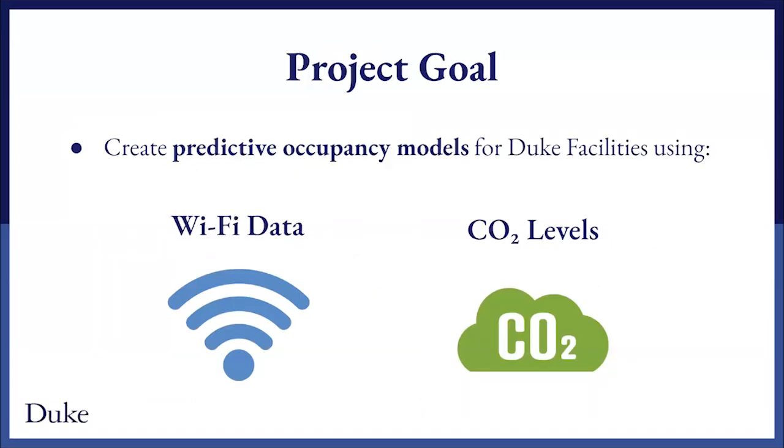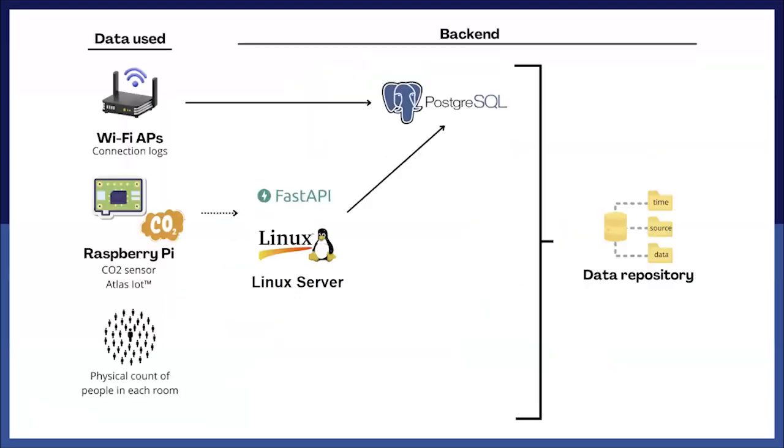Now, a bit about the project goal. As I mentioned earlier, it is to create predictive occupancy models. The way we're doing this is by using Wi-Fi data, where we check the connection logs that happen throughout the entire day and use them to predict occupancy. To supplement this, we'll use changes in CO2 concentration levels within rooms as well. Now, I'm going to hand over to AD to talk a little bit about the tech stack.